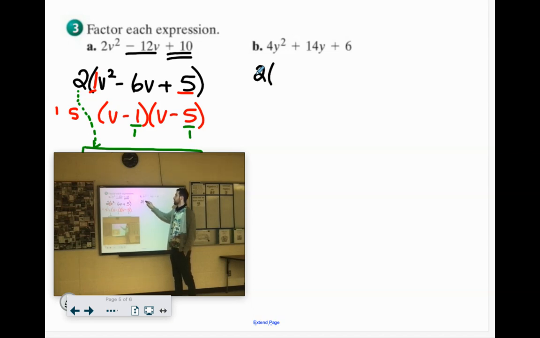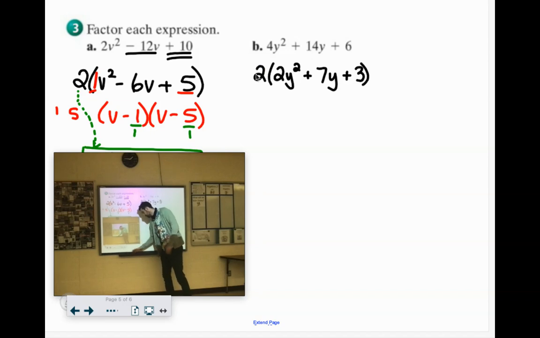4y squared divided by 2 is 2y squared. 14y divided by 2 is 7y. And 6 divided by 2 is 3. Remember, the 2 on the outside just hangs out until the final answer.